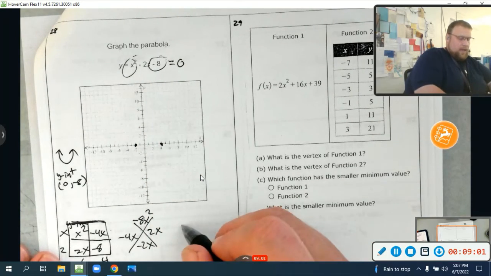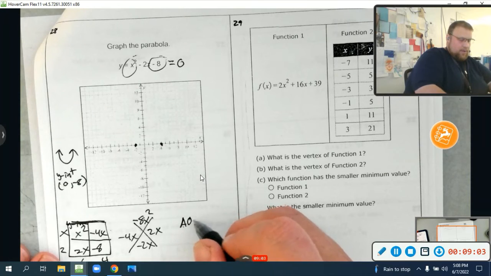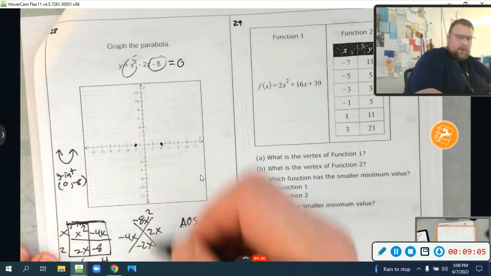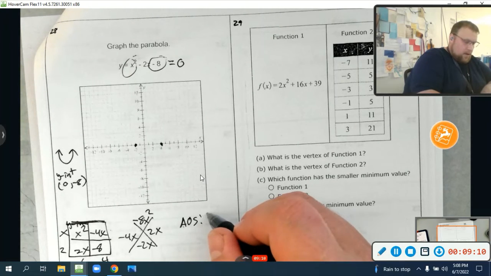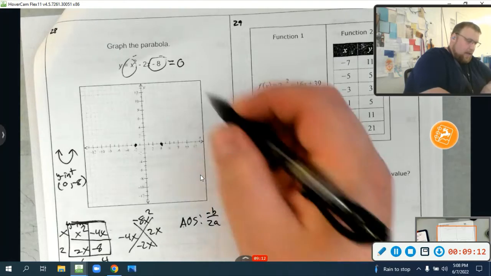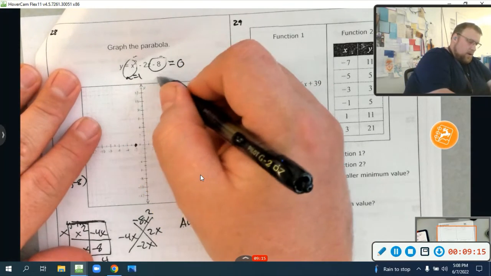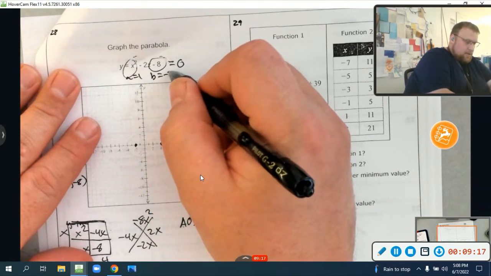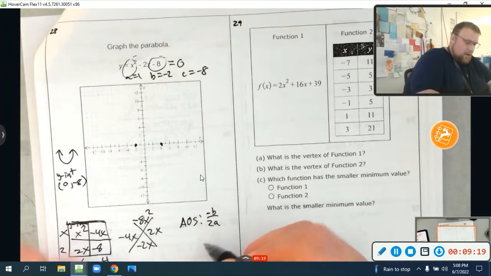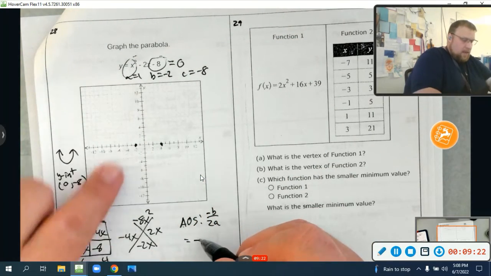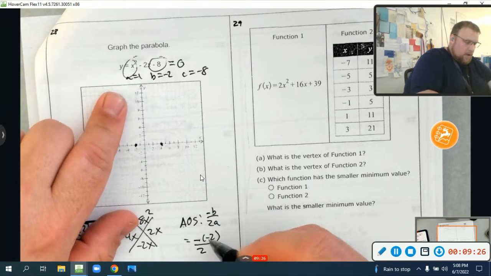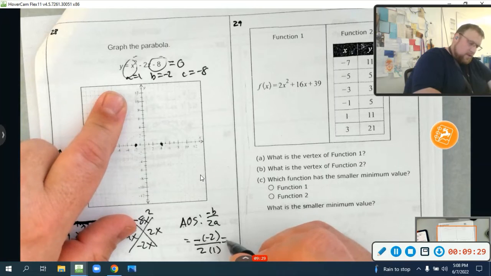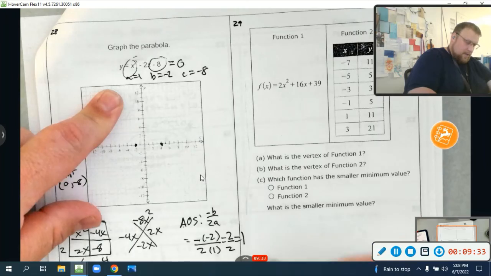And don't forget my axis of symmetry, right? That middle point in between these two x-intercepts is our negative b over 2a. And if you look up here, my a equals 1, my b equals negative 2, and my c equals negative 8. So I'm going to have negative, my negative b is negative 2, all over 2 times my a value of 1. So this literally equals, 2 negatives make a positive, 2 over 2, which equals 1.